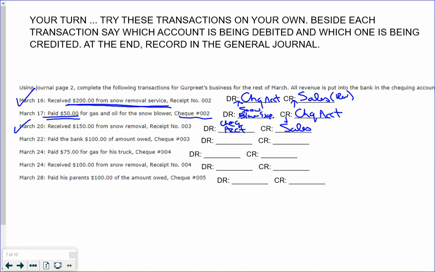You paid the bank 100 bucks for amount owed. So if you look at one of his accounts, one of the accounts is bank loan. Okay, so this is not the payable to his parents, this is bank. So you paid the bank $100. So your cash is going to go down, right? So that's why it's being credited. And bank loan is getting debited.